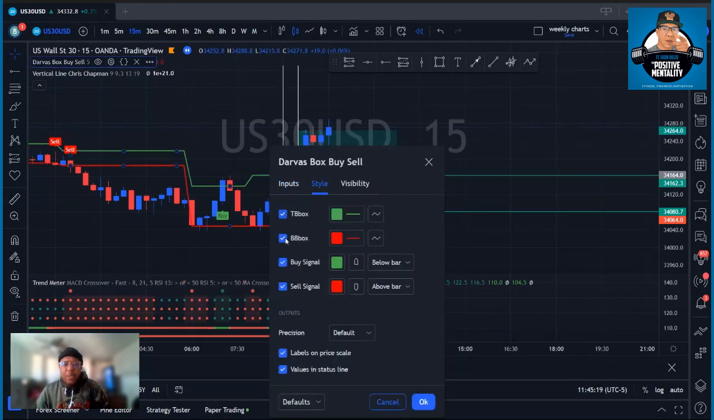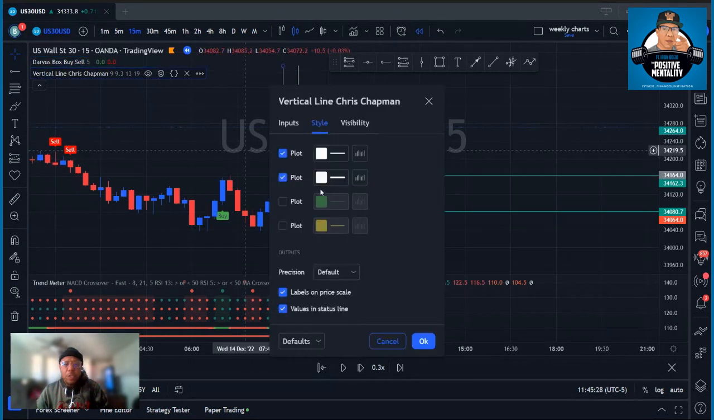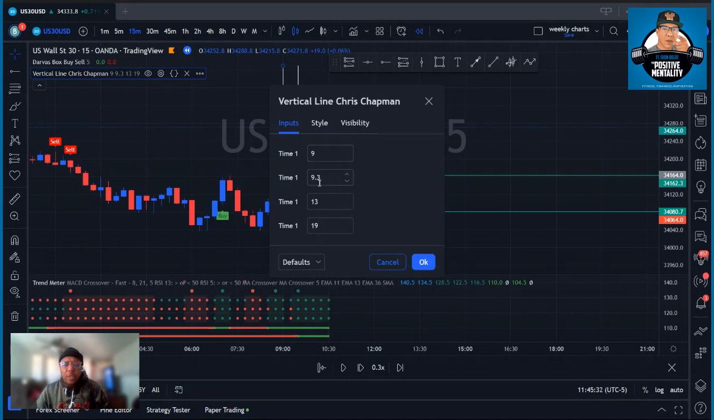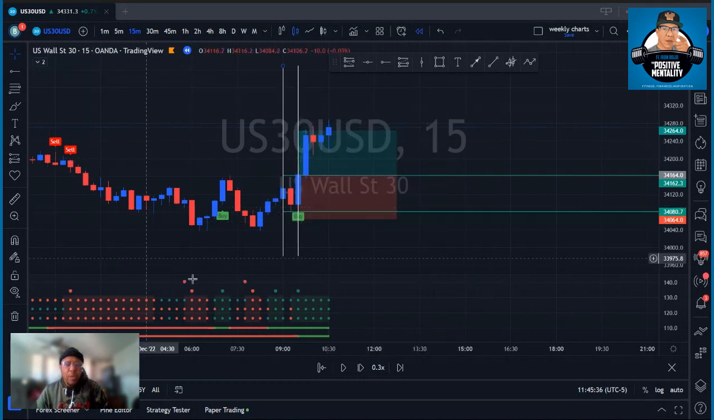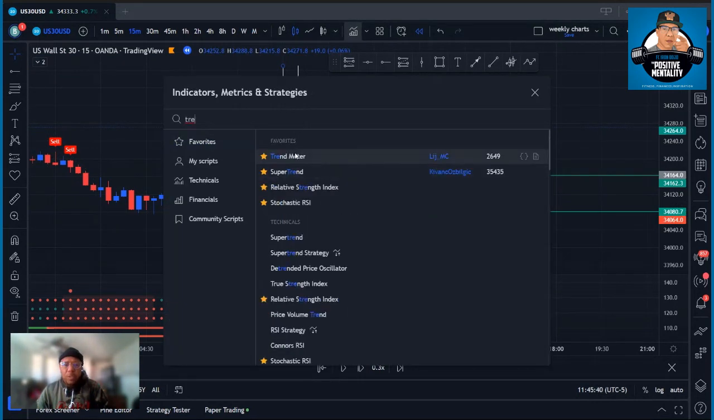You can do that, but it's just too much for me. If you put the T boxes in there, I just use the buy and sell signal. I use the vertical line by Chris Chapman. Once you go in there, you can plot the first two. You don't need the second three, second two, 9 o'clock and 9:30. And then if you look right here, the trend meter, you can go in here again and type in trend meter, LIJMC.